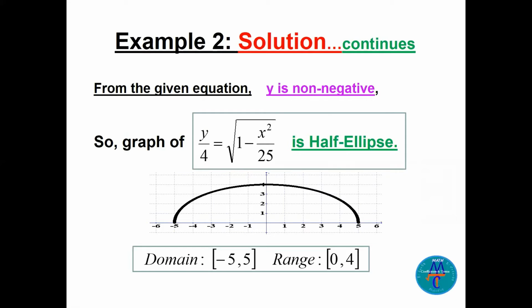But y is positive, in quadrant 1 and quadrant 2. Remember the ellipse is complete here, but our equation, the question in example 2, is a half ellipse. So when we see half ellipse, the domain will be -5 to 5, and the range only from 0 to 4. So this is half ellipse.